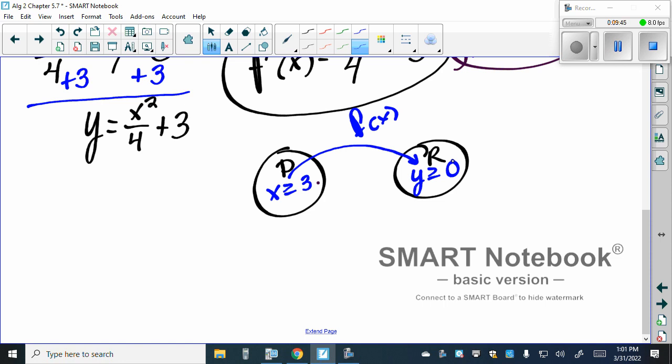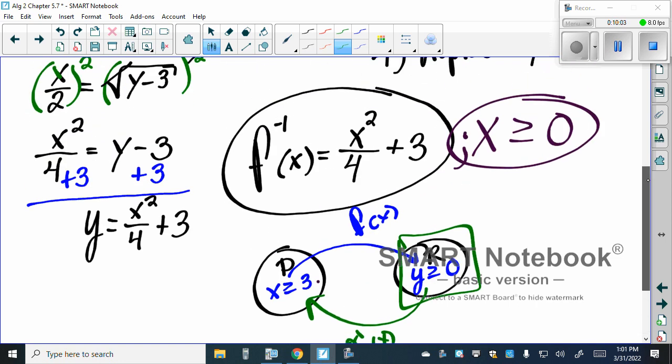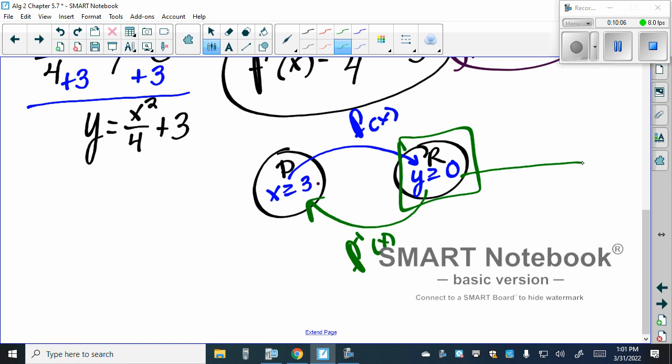The inverse takes the values from the range back to the domain. So for the inverse function, what values is it stuck with taking? Values that are greater than or equal to 0. That's why we had to add in that x is greater than or equal to 0. Those values have to be greater than or equal to 0.